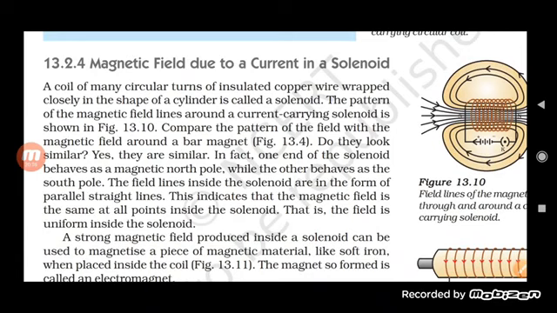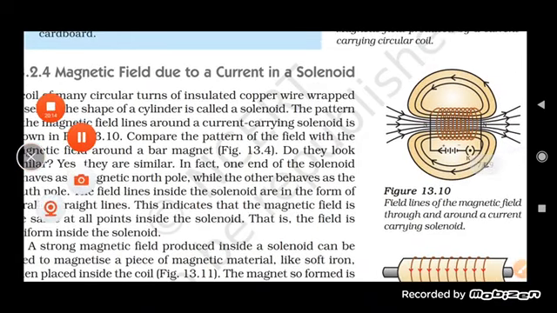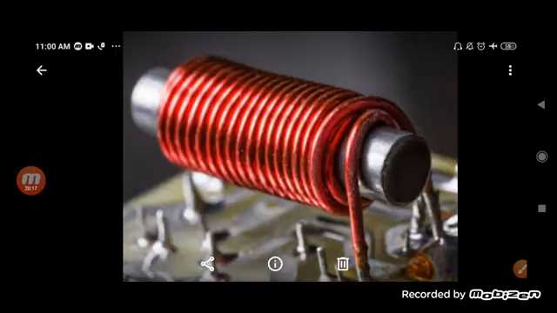So before we go further, we must know the solenoid. What is the solenoid, students? As you can see here in the picture, this is a solenoid. A solenoid is a coil of many turns of an insulated copper wire which is closely wound in the shape of a tight spring, right?